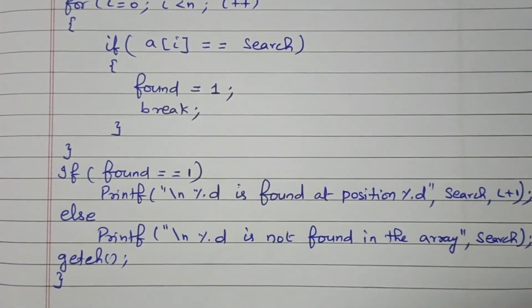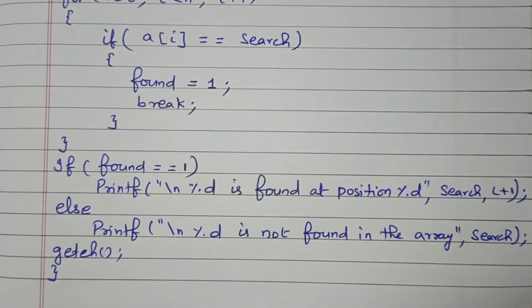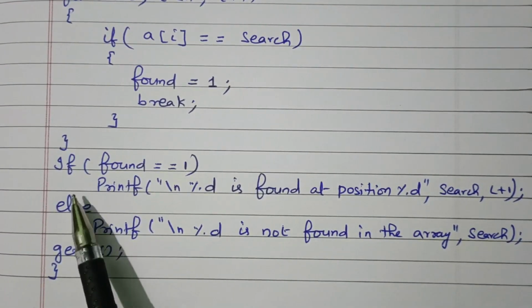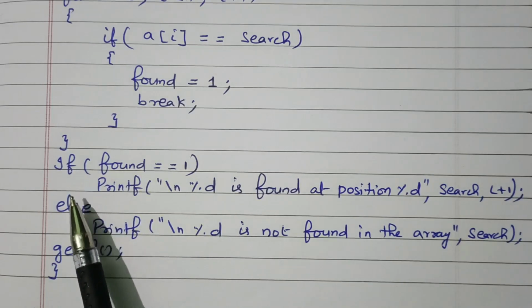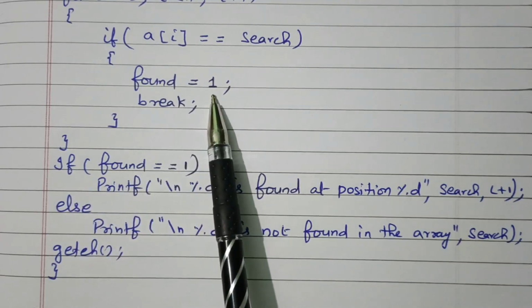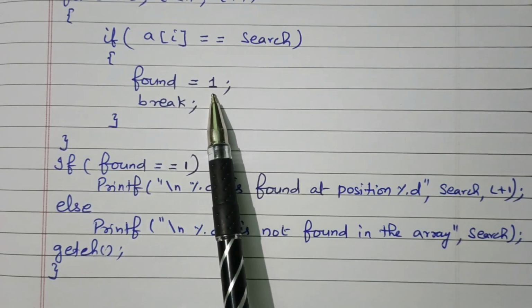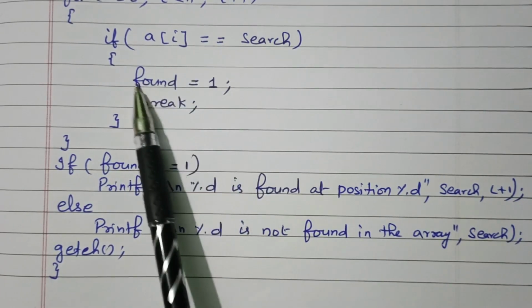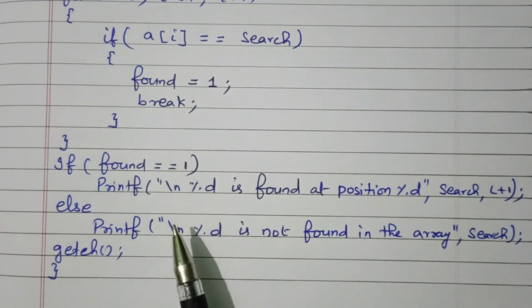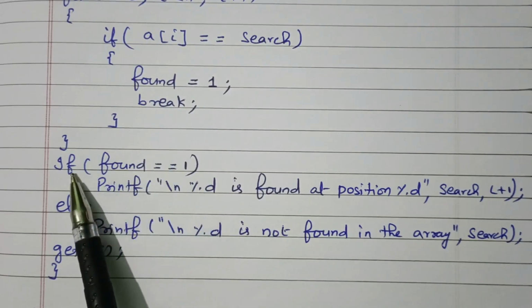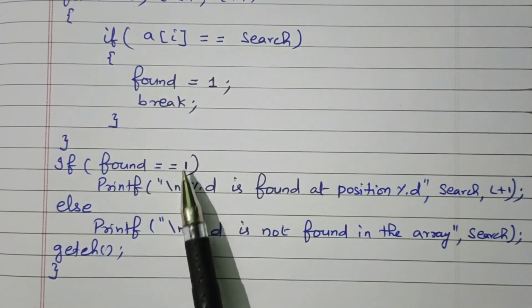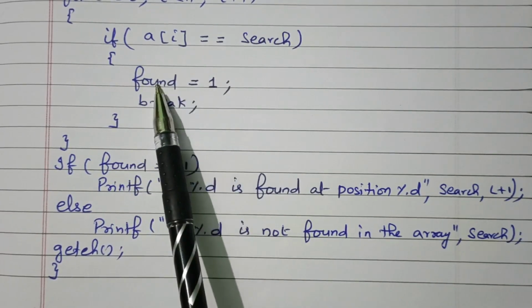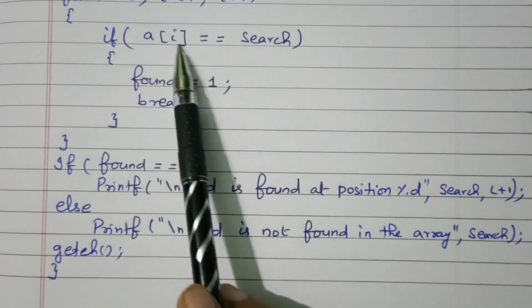After completing this process, we need to check. Initially we put found equal to 0. If found equal to 1, it means the searched element is available. So by checking the found value, we can easily identify whether the element is available or not. If found double equal to 1, what is the meaning? When found becomes 1, both are equal.